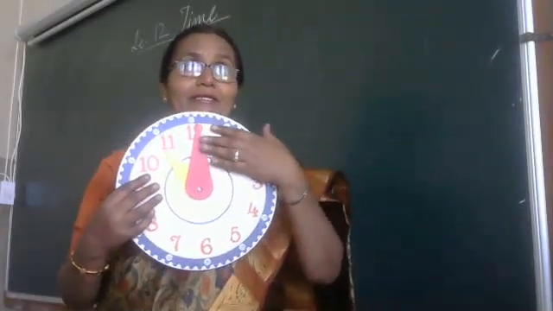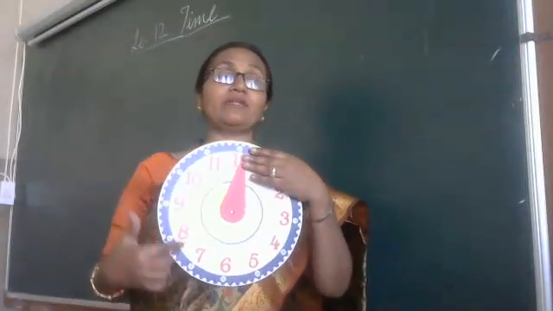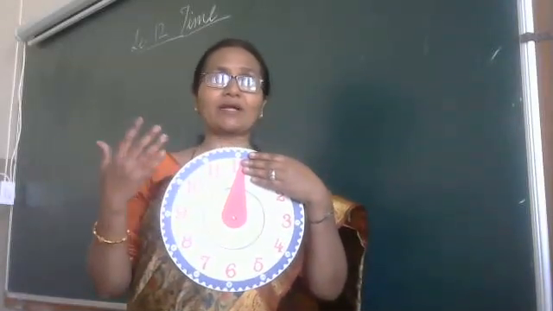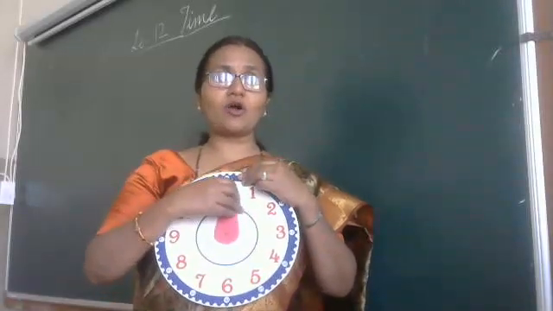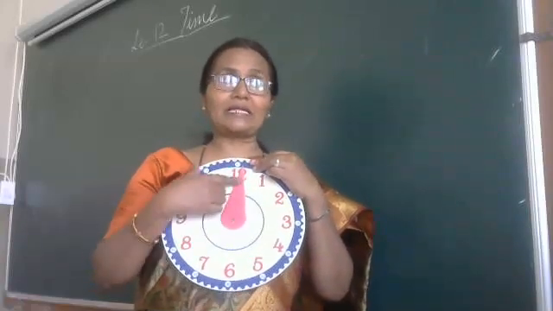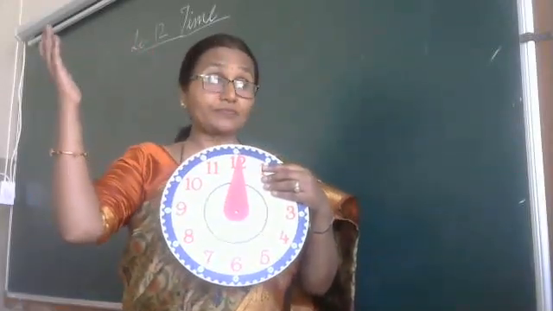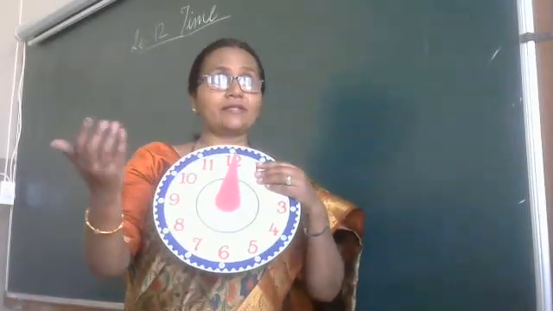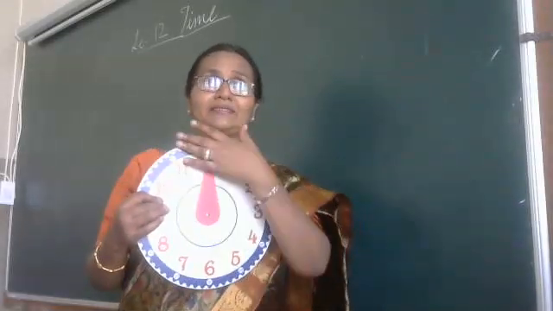Okay. The minute hand will always be at 12 and the hour hand will be at the number, and that becomes the hour. 11 o'clock, 12 o'clock. See, even at 12 o'clock, the hour hand, that is the smaller hand, will be on 12 and the minute hand also will be on 12. Now this is the easy way. 12 is with the minute hand and the number where the smaller hand is, that is the time.